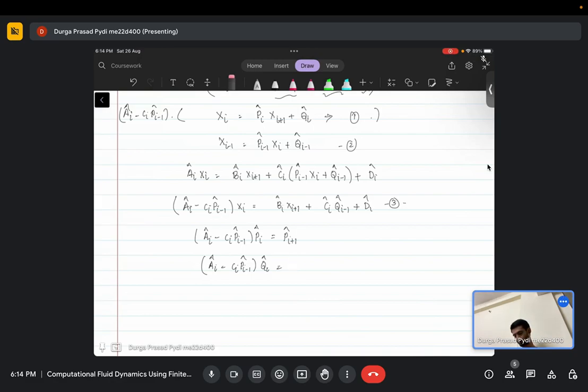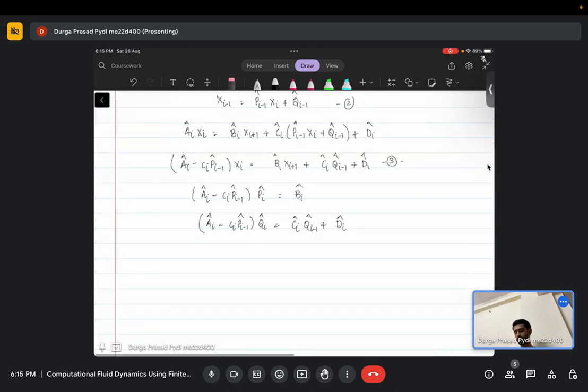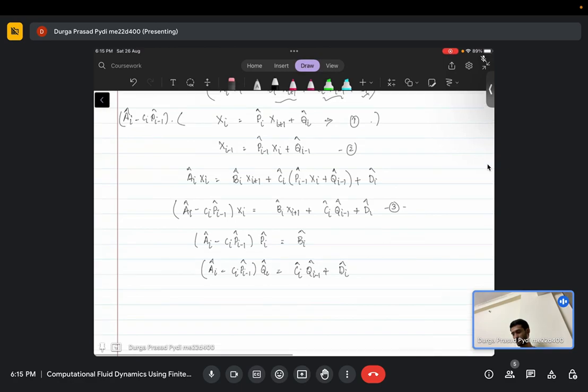Now you also have the entire constant term. So ci hat qi minus 1 and then di hat. Give me a second. So if you multiply this with this, bi hat equals bi hat. This is the equation you are getting. If you multiply equation 1 with this, the coefficient of xi plus 1 here is bi, and this is the coefficient you will be getting in equation 1. So this is equal to bi hat and this is equal to this.